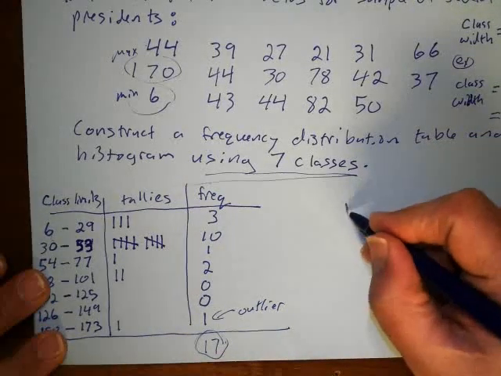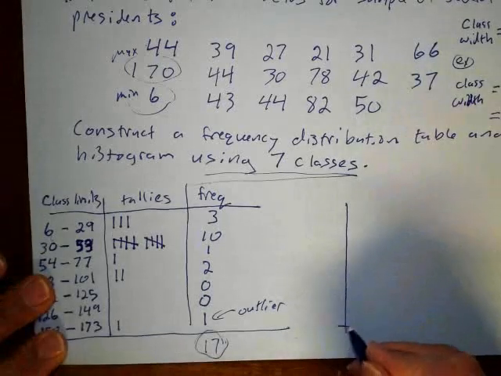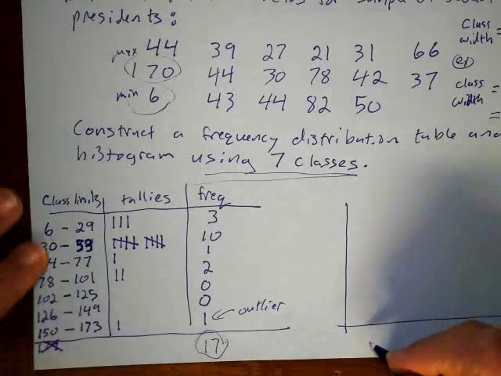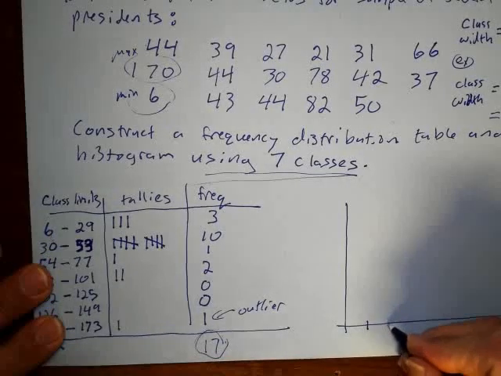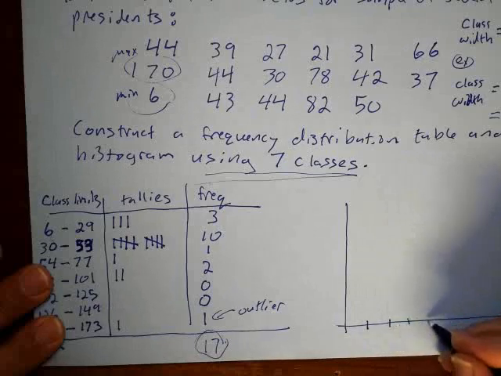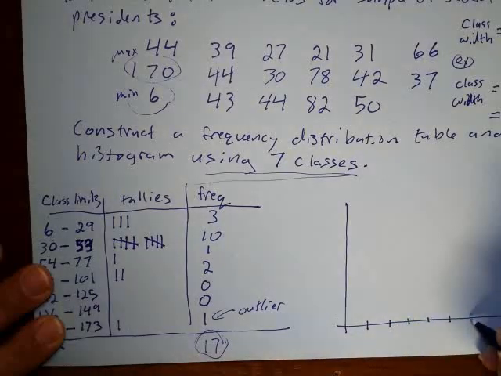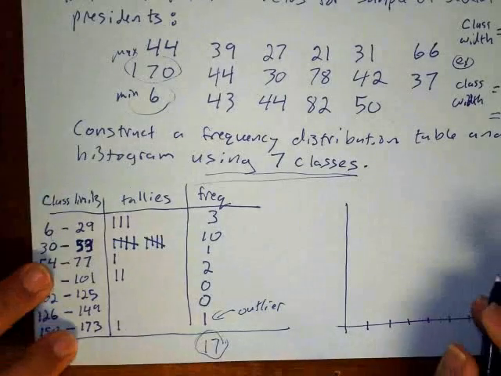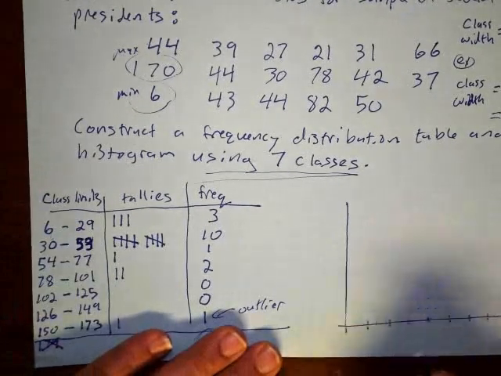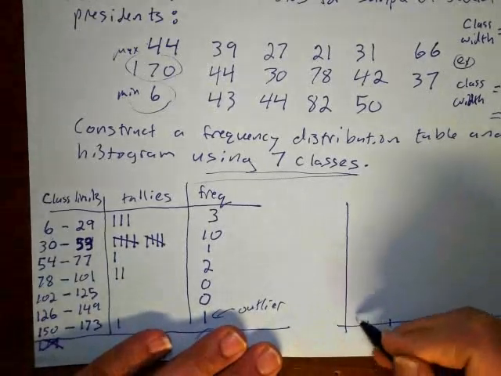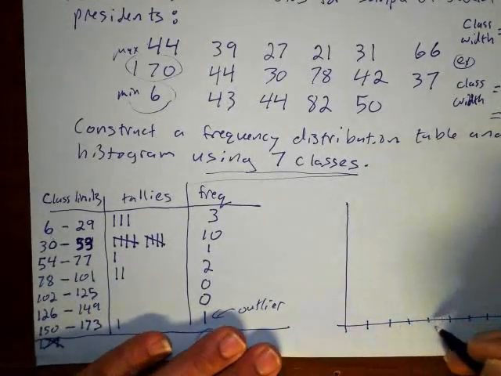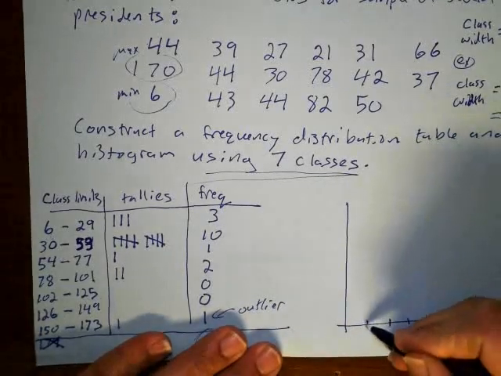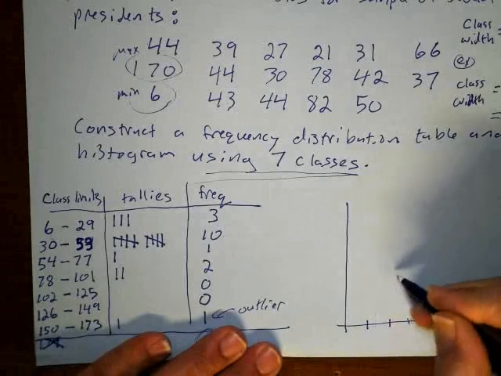So now let's talk about making the histogram here. We're going to put the classes along the bottom. So I have 7 classes, so I actually want 8 tick marks. 1, 2, 3, 4, 5, 6, 7, 8. And now, when you make these bars, we're not going to center them on these marks. We're going to go from one to the other here. Okay?